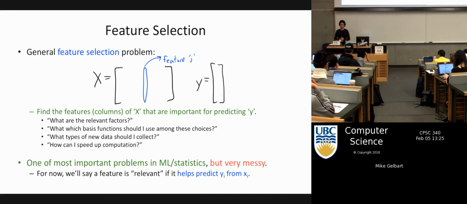So this is going to be messy, and the problem isn't even that well defined. Again, it's not that clear what is a good feature to select, but we're just going to assume for today that it's a feature that helps us in prediction.